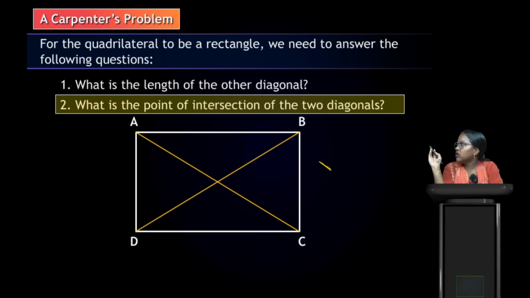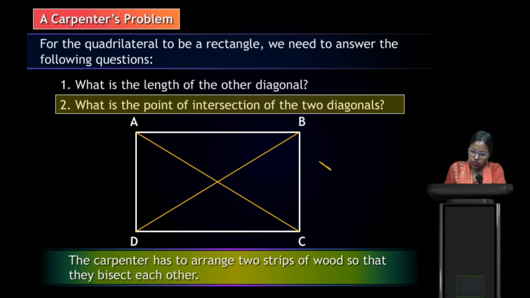What is the point of intersection of the two diagonals? What would be your answer now? The carpenter has to arrange two strips of wood so that they bisect each other. That means what? How does he have to arrange those diagonals? Both the woods should be equal in length. It's supposed to bisect each other. Okay.